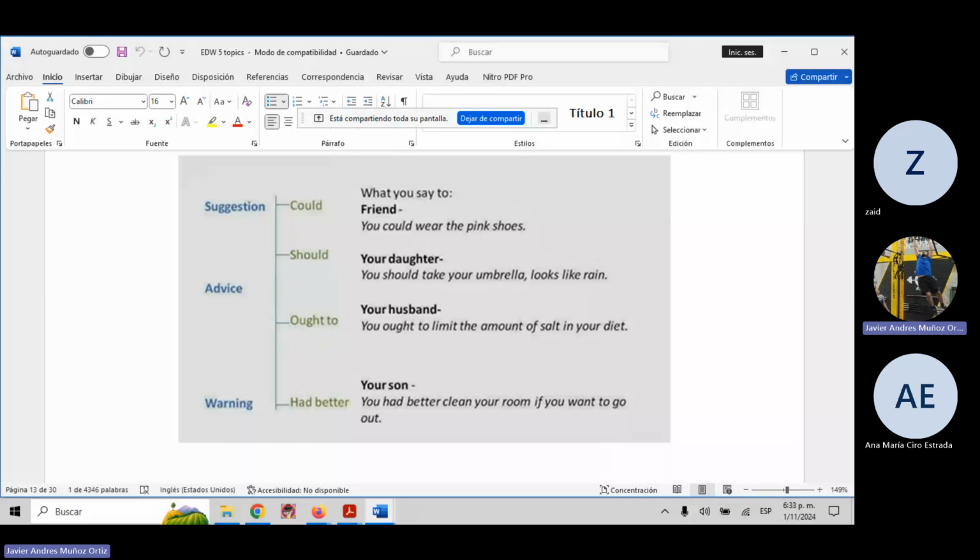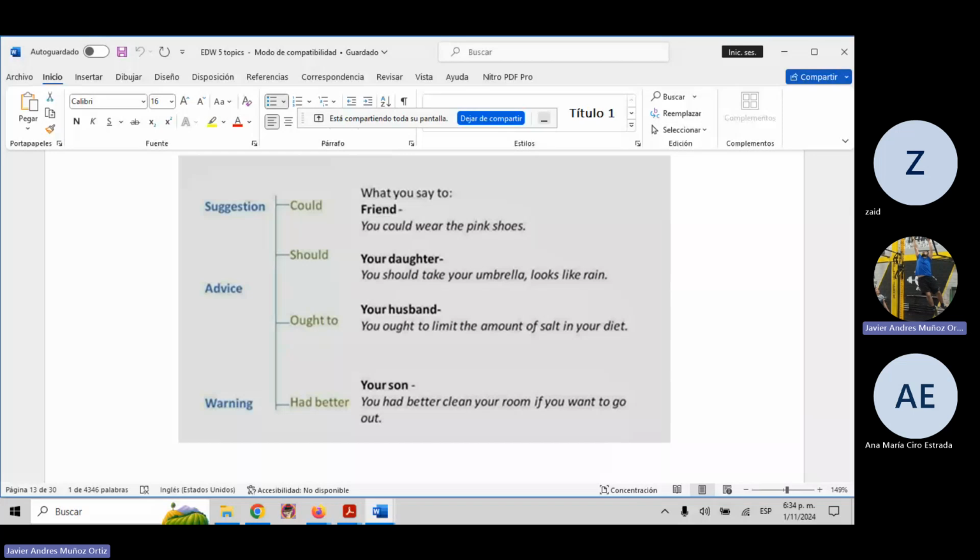For example, to your friend, you tell him you could wear pink shoes, and if you do it, great. If you don't do it, okay, because it's not going to be the end of the world. Should could be something between an advice and a suggestion. So you should take an umbrella, right? So this is better for you. In my opinion, you should do it because, according to my point of view, because this is very subjective, it might rain and it might not be good for you.